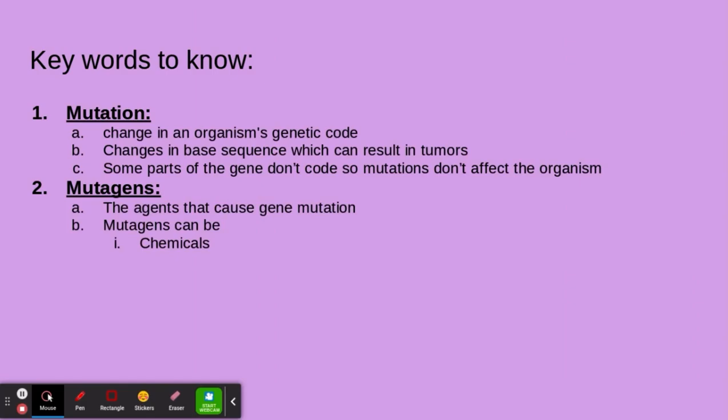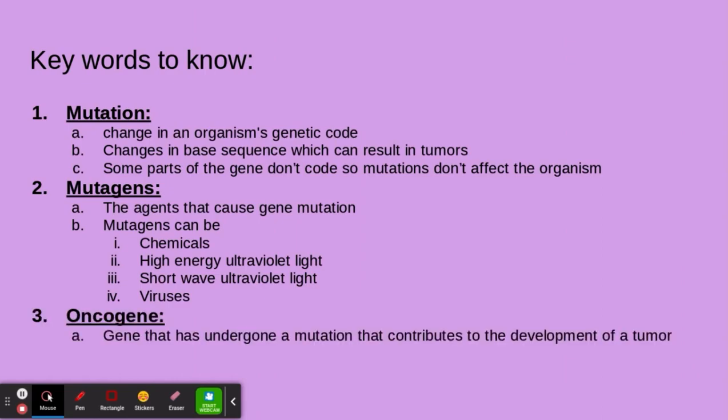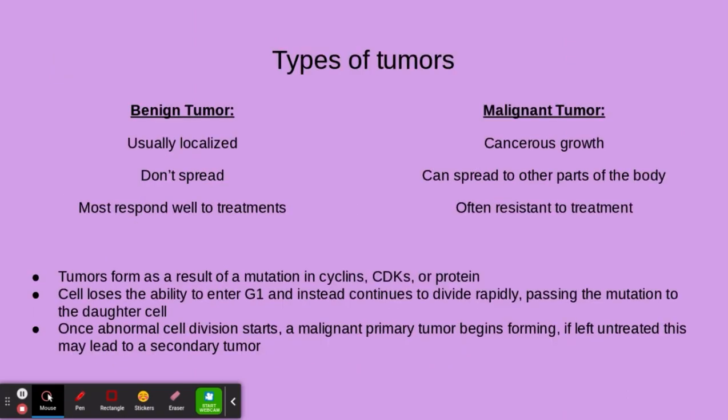Mutagens can be chemicals, high-energy ultraviolet light, shortwave ultraviolet light, or viruses. And the last thing that you should know is oncogene, which is a gene that has undergone a mutation that contributes to the development of a tumor. In their non-mutated state, they are called proto-oncogenes. There are two types of tumors, benign tumors and malignant tumors.